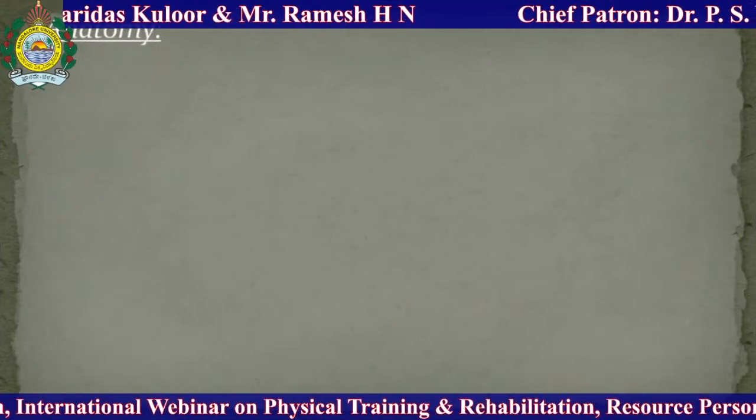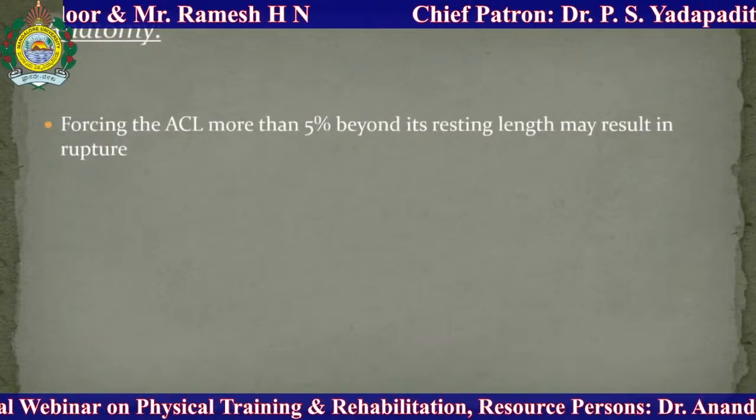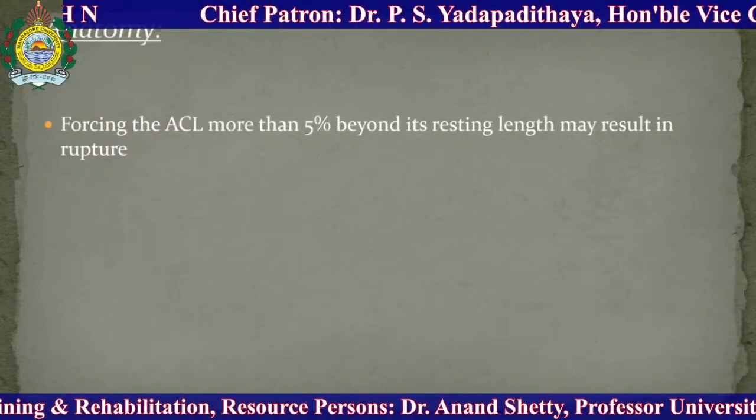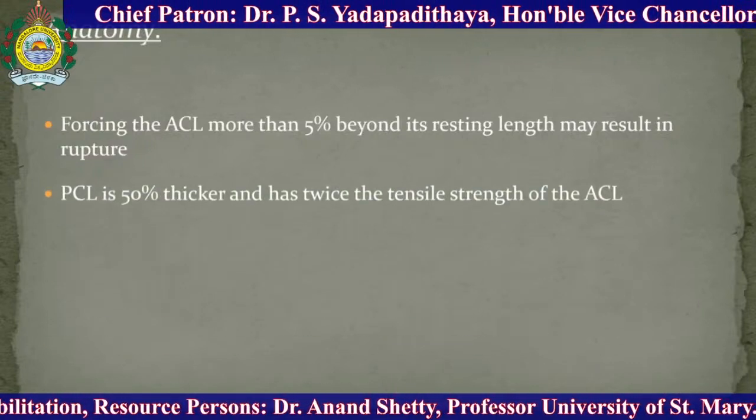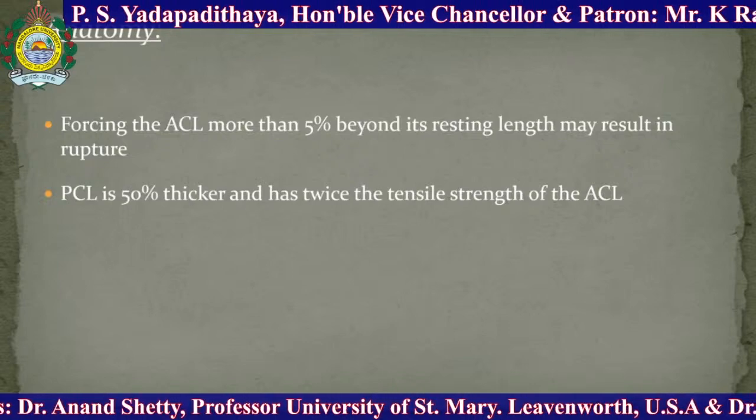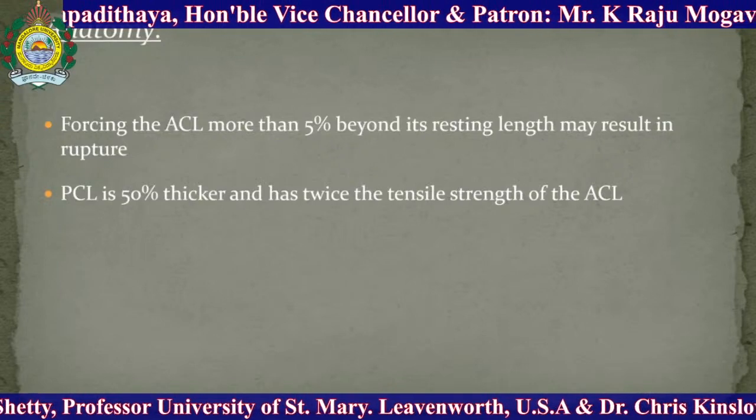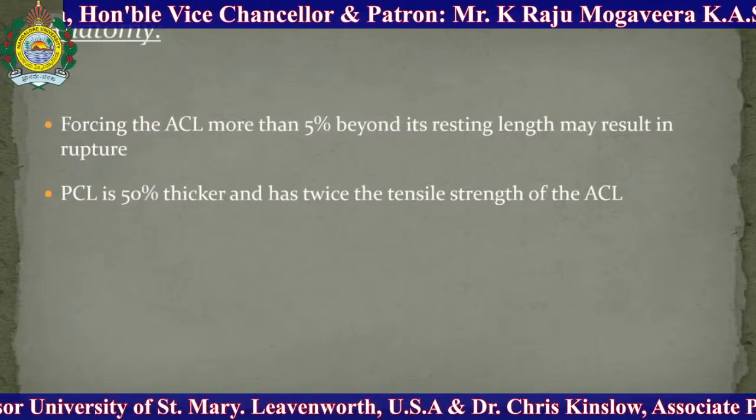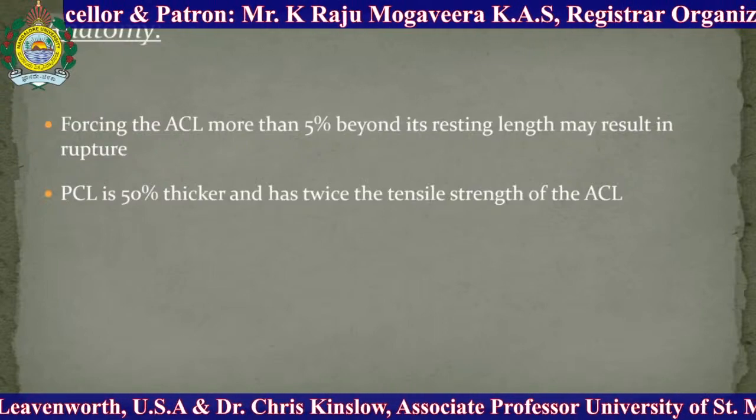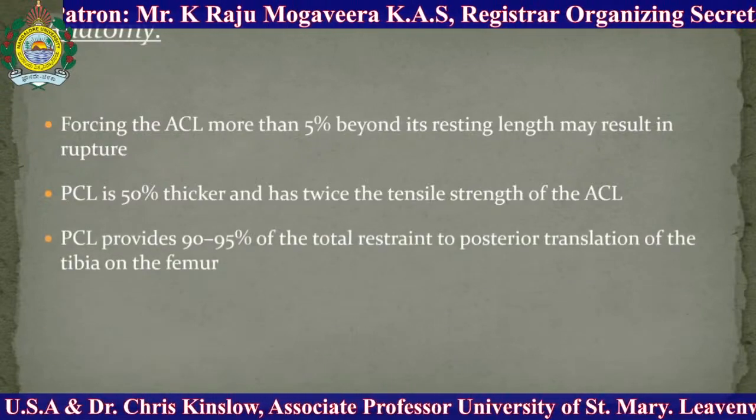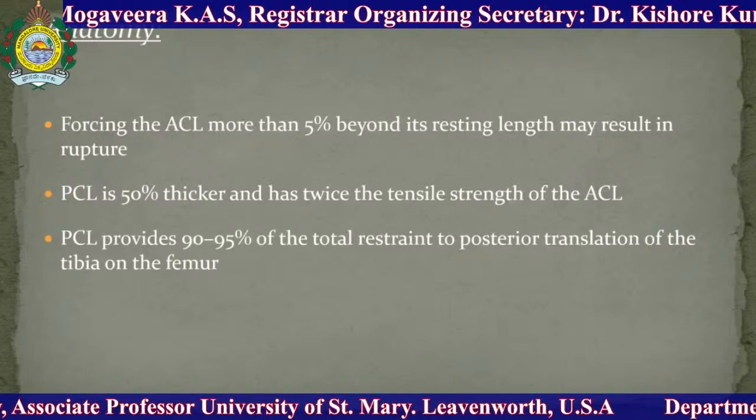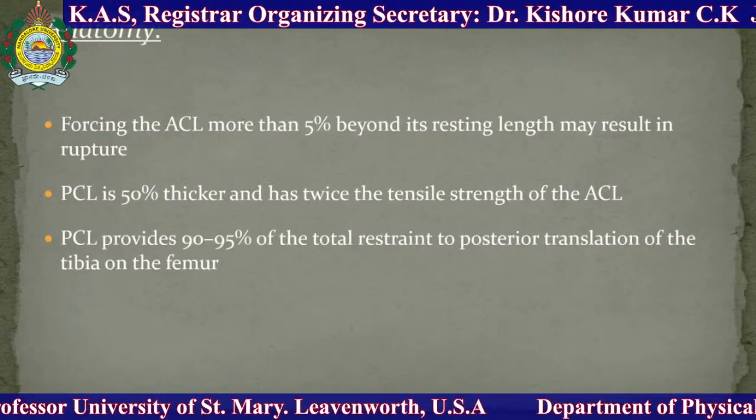As we continue to talk about the anatomy, we realize the ACL doesn't have the capacity for any elastic movement. Anything beyond about 5% of its resting length causes it to rupture. In contrast, the posterior cruciate ligament, which is basically the opposite situation as the anterior cruciate ligament, is much thicker and has twice the tensile strength, so that's why you don't have as many PCL injuries. Just for reference, the posterior cruciate ligament provides 90 to 95% of the total restraint for posterior translation of the tibia on the femur.